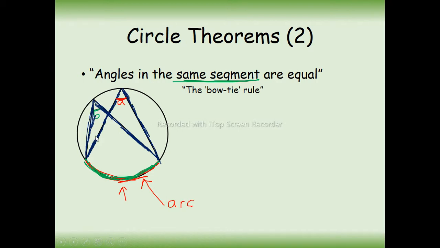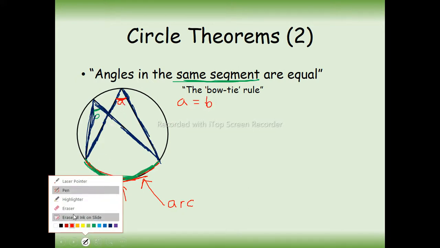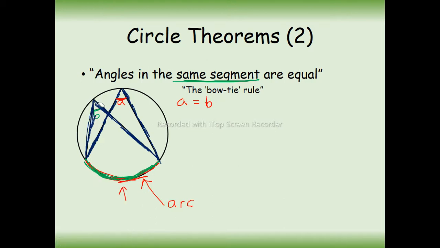So once they share the same arc, once the same arc subtends them, then we say that the angles are equal. So A and B would be equal to each other. That's the rule. So A is equal to B, even though A looks a little bit wider. No, they're actually the same size. Just based on how I drew it, it looks wider, but they're actually equal.